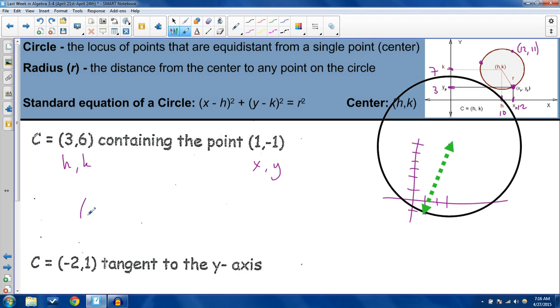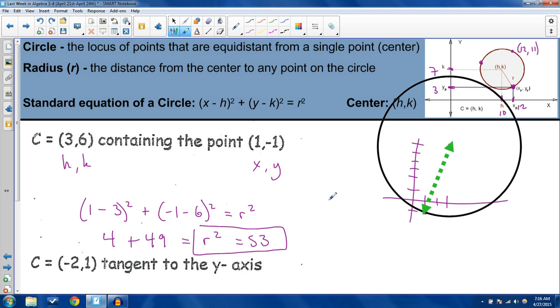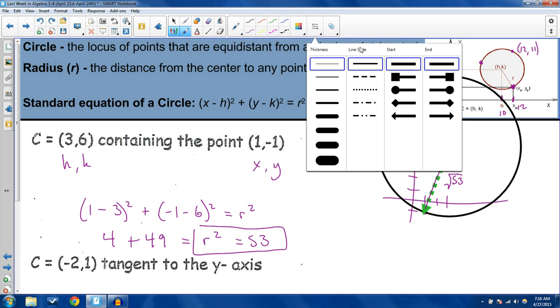So we have x minus h squared plus y minus k squared equals r squared. 1 minus 3 is -2. -2 squared is 4. -1 minus 6 is -7. -7 squared is 49. So r squared becomes 53. Now the radius would be the square root of 53. So this length right here, the square root of 53. We don't really need the square root of 53 though. We really need what r squared is. They want us to write the equation, and the equation uses r squared.